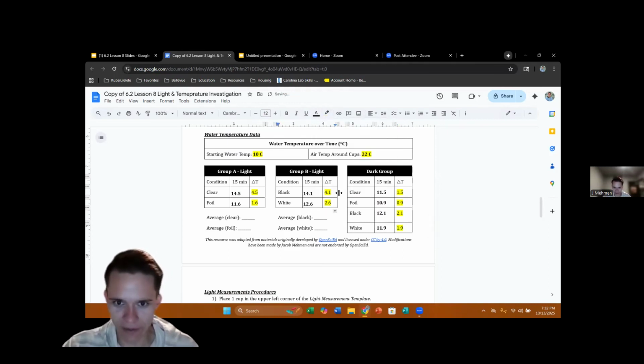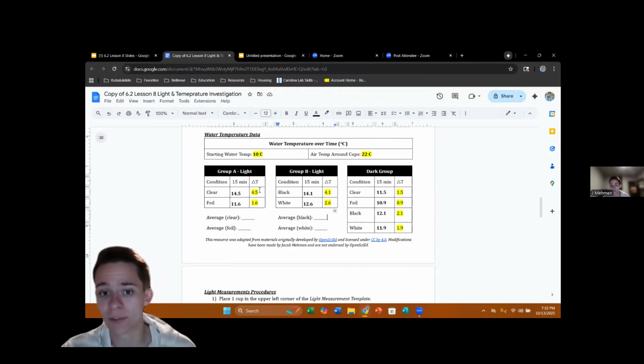Looking at this data, I noticed some interesting observations. Number one, our dark group, all of them still increased in temperature. Now, it might not be a lot, but it still has a notable increase in temperature. So that means that light isn't the only factor here. There must be something else that's warming up the liquid inside of our cup. But when we're looking at our light conditions, it definitely increases the temperature of our liquid.